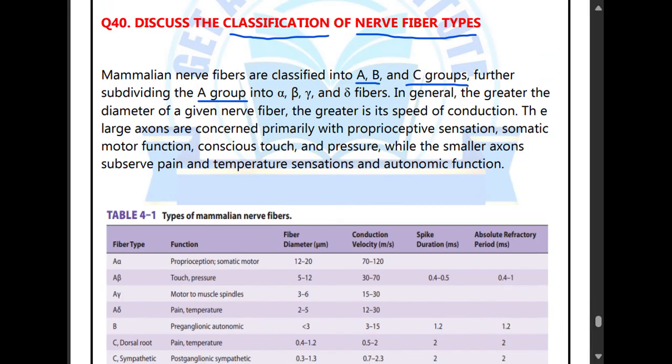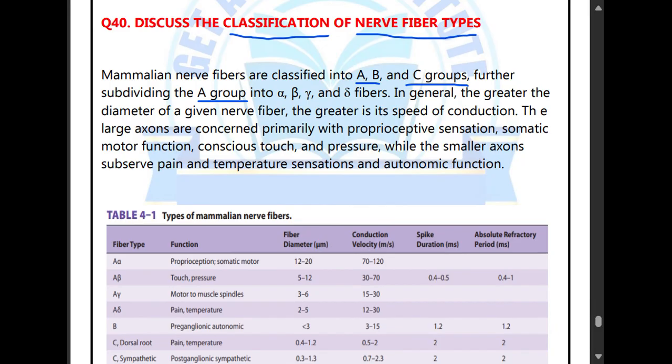Which one was faster between the two, between unmyelinated and myelinated axon? We said myelinated, right? And which one had a larger diameter between myelinated neuron and unmyelinated neuron? Myelinated. Okay, so what we're trying to say is that the greater the diameter of a given nerve fiber, the greater is its speed of conduction.